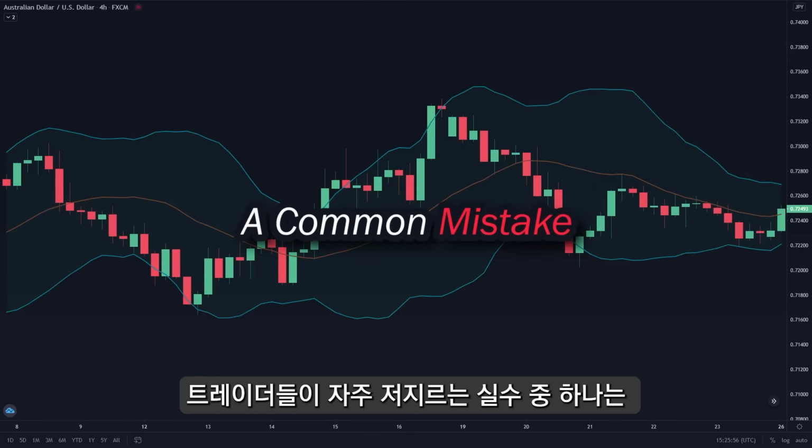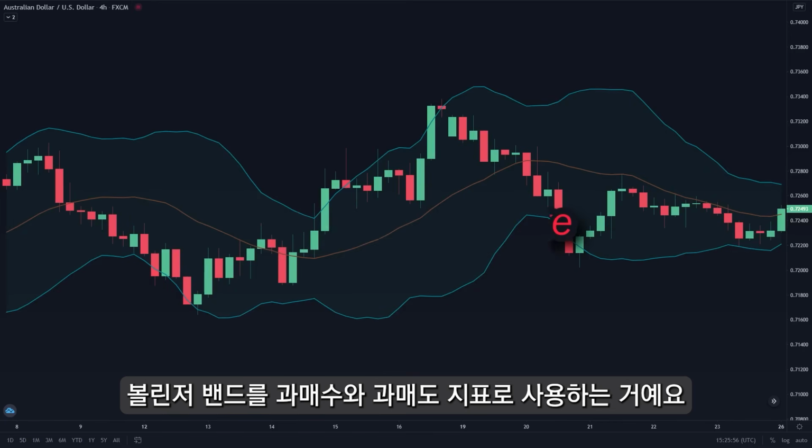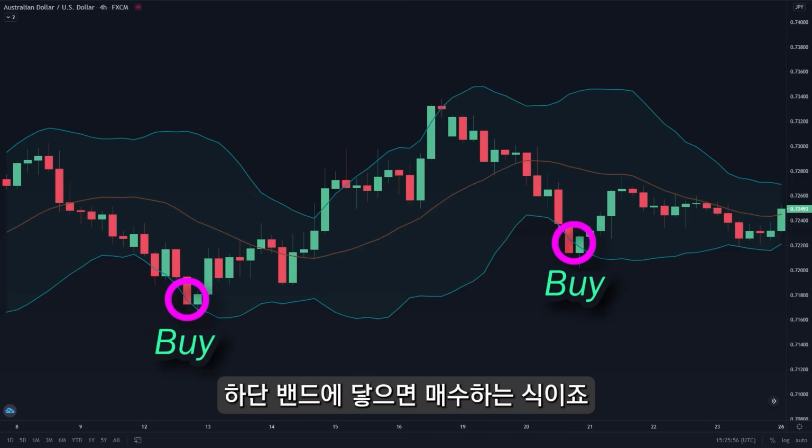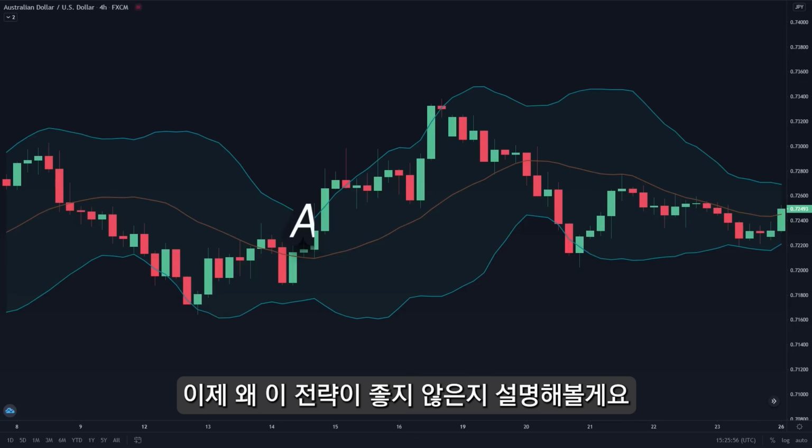So, a common mistake that I see traders make is that they use the Bollinger Bands as an overbought and oversold indicator. So, they sell when the price hits the upper band and buy when the price hits the lower band. Now, let me explain why it's a bad idea to use this strategy.